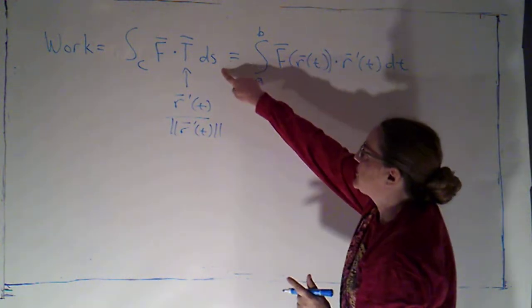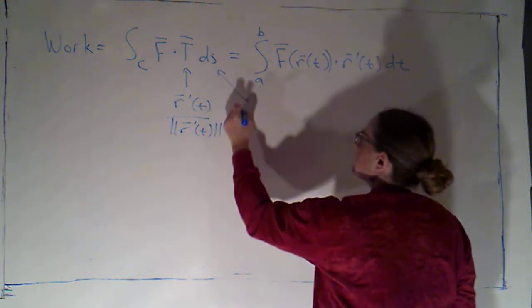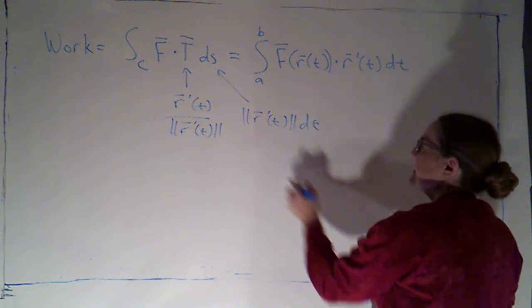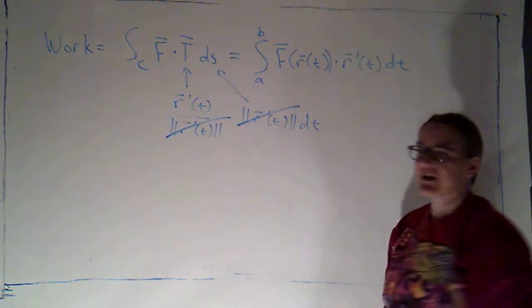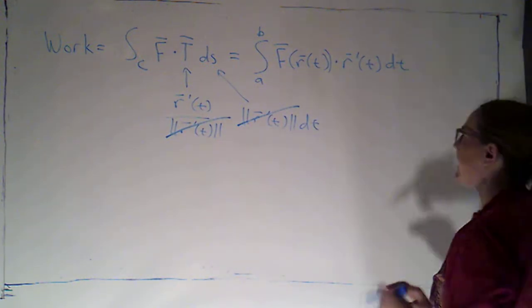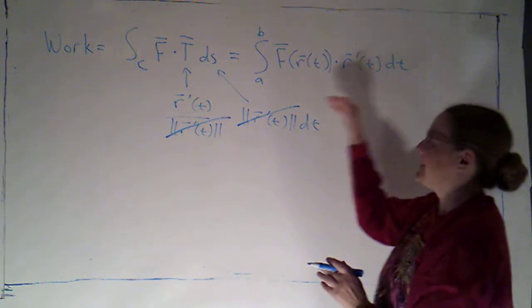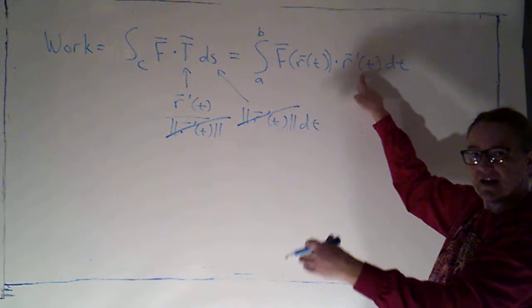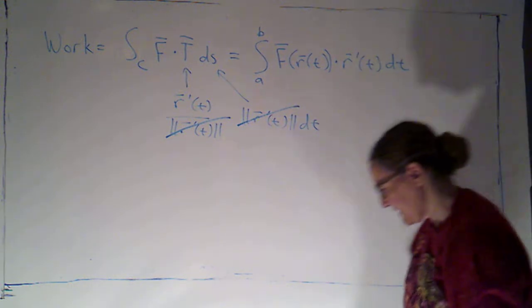So when I switch from my ds becomes the magnitude of r prime of t dt, that scaling factor actually cancels. So the scaling factor, it's not that we forgot it, it's that it was there and it canceled. When we switch from t to r prime, we're canceling out that scaling factor.